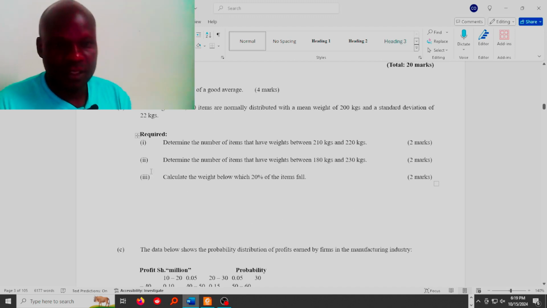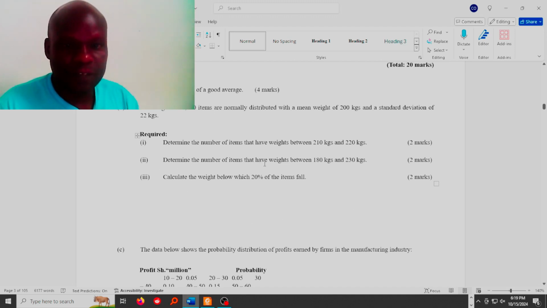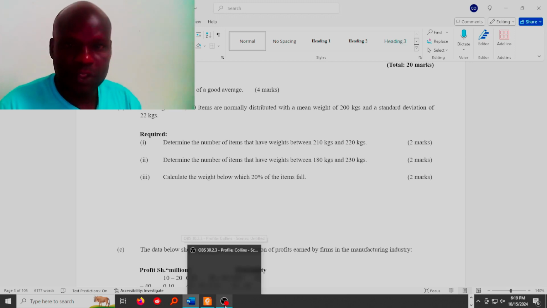That's 2 marks. Roman 2, determine the number of items that have weights between 180 kgs and 230 kgs. Roman 3, calculate the weight below which 20% of the items fall. 2 marks. So that's the question, and we move straight away to see what the solution looks like.